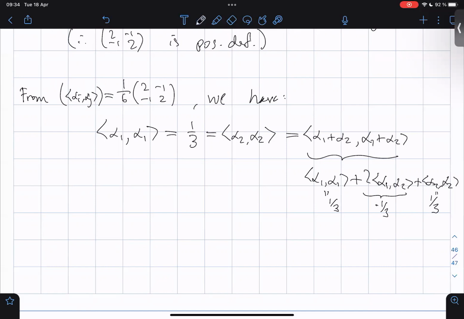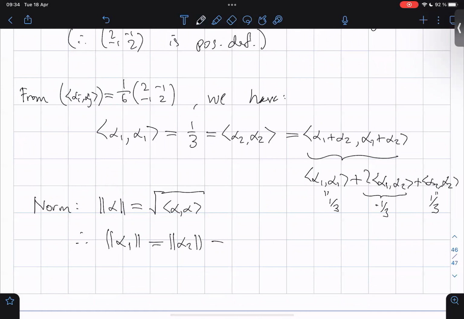Okay, so norm, remember, is the same thing as taking the inner product of a vector with itself. So therefore, these guys all have the same length, and they're 1/√3.